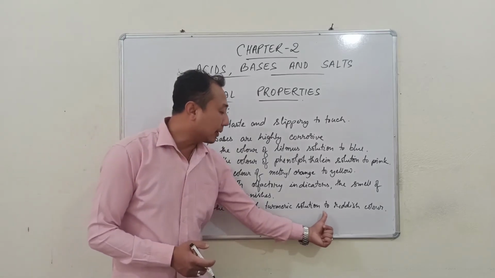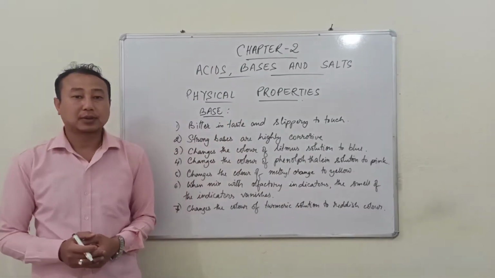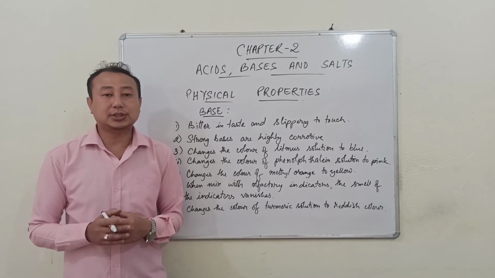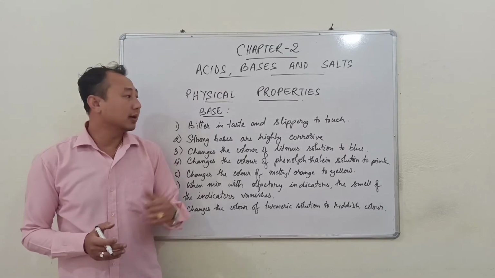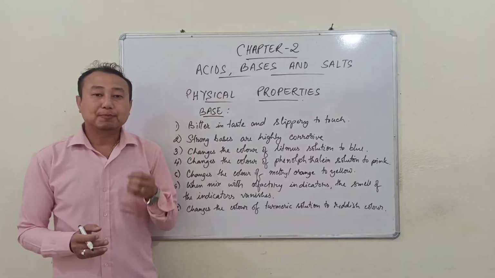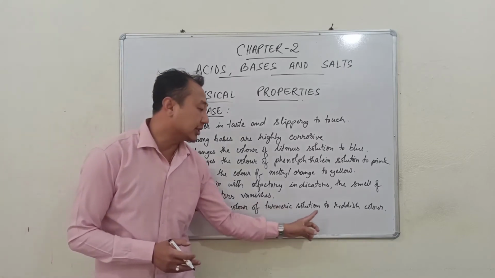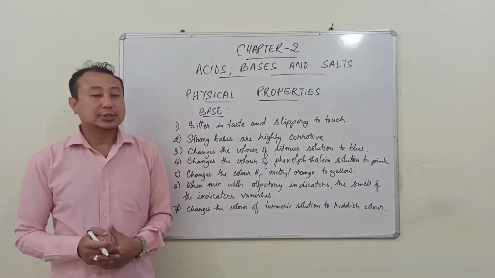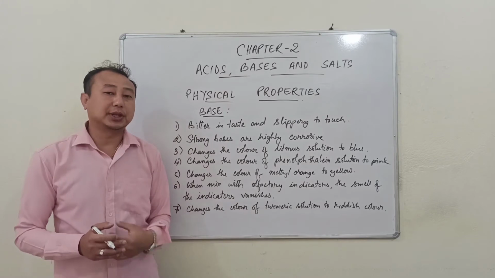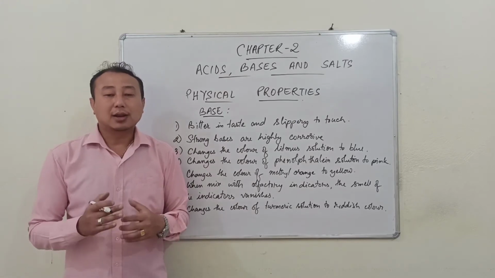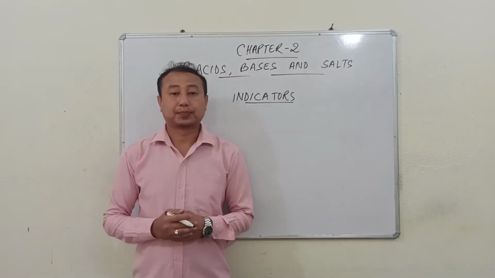Changes the color of the turmeric solution to reddish color. The turmeric solution, which is yellowish in color, when mixed with a base, any type of base, changes to a reddish color. So these are some of the physical properties of bases. Now let's come to the indicators.